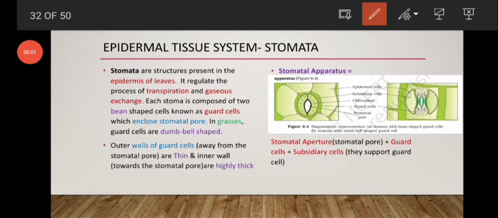Now we have to know about the stomatal apparatus. The stomatal apparatus is made up of three things. The first one is the stomatal aperture or stomatal pore. The second one is guard cells, and the third one is subsidiary cells. The stomatal aperture is actually an opening on the surface of leaves. Here you can see an opening. This opening is known as the stomatal aperture or stomatal pore. It helps in gaseous exchange and in transpiration.